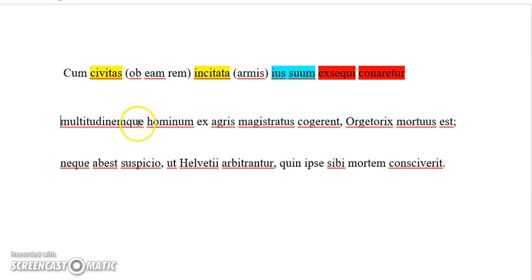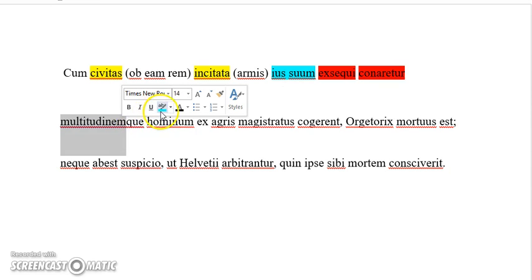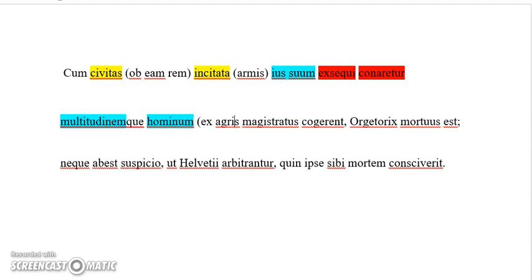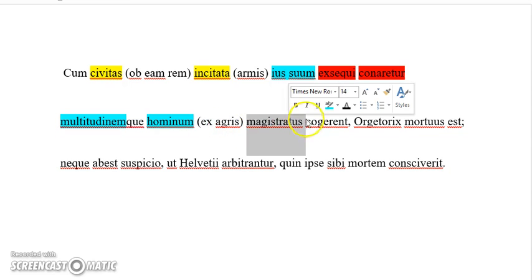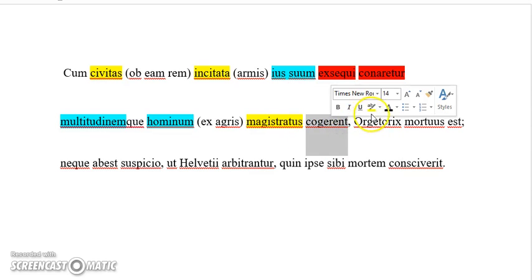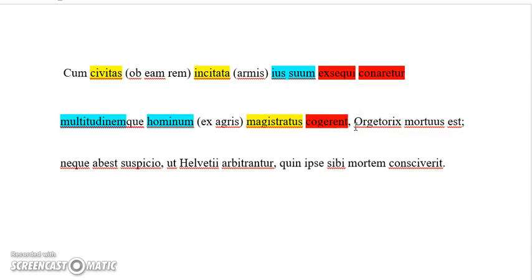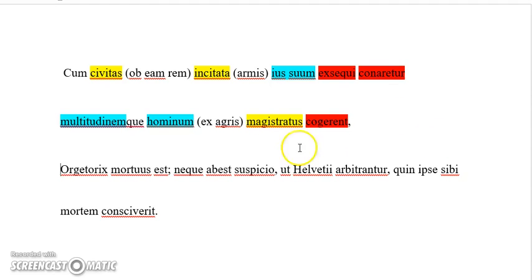Here we have an and, so that connects it to the next part. And here we have multitudinem is a direct object. So let's go ahead and make that a direct object. Multitudinem of hominum. I'll just make it the same color so we know they go together. Ex agris, from or out of agris. Magistratus cogerent. Magistratus is our subject. It's a fourth declension noun. And here is our verb, cogerent. A lot of fourth declension nouns came to us in English without much change.